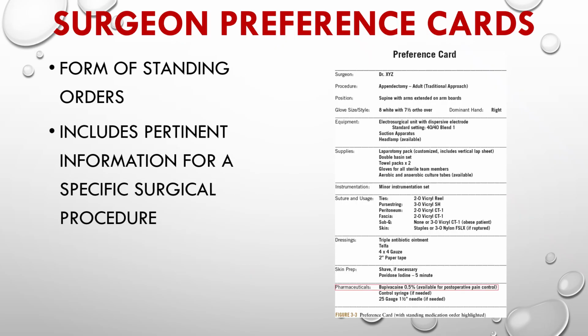Now, the surgeon preference card is a way of documenting that standing order. So this includes all the pertinent information for the surgical procedure, and this can include the instrumentation. So again, as you're getting the instruments ready for a surgery, the surgeon preference card would have like what type of sutures, the needles for the syringes, that type of thing, all the equipment that they would need. So that falls under the surgeon preference card.